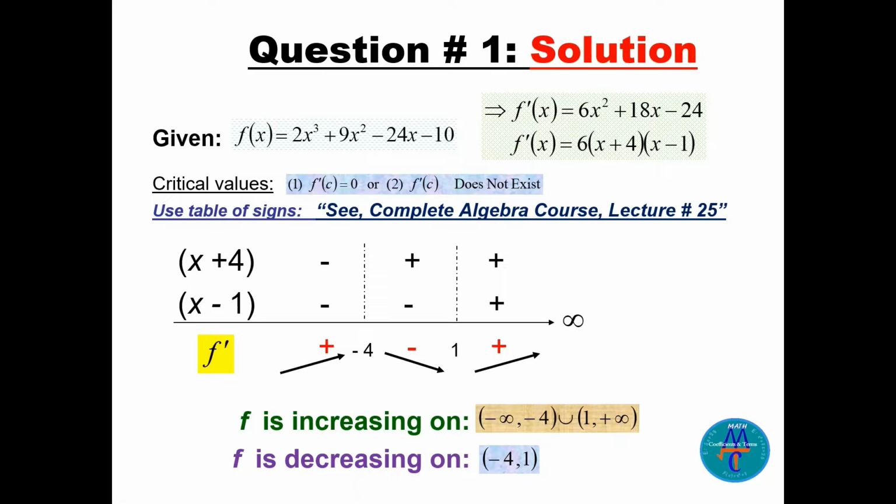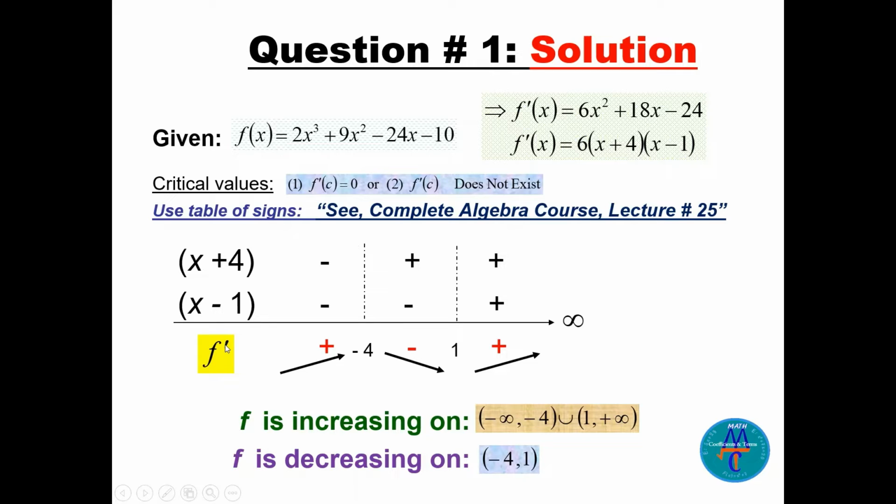Now here, what will make the f prime 0? It will be minus 4 and 1. So these are the critical values. So we make a table of signs. This is from the complete algebra course, lecture number 25. You can make this table of signs. You can review if you want.